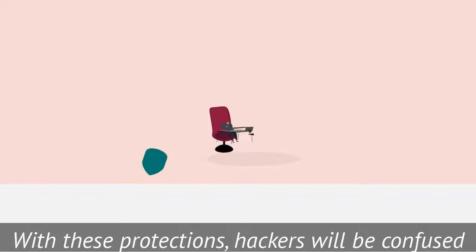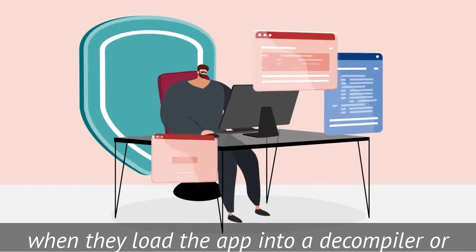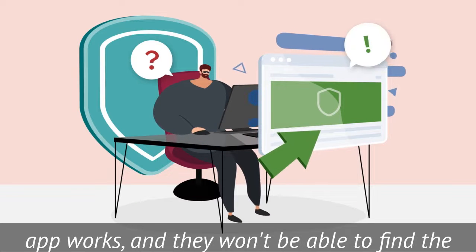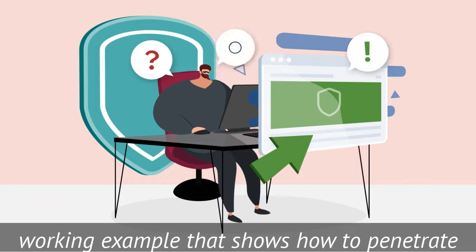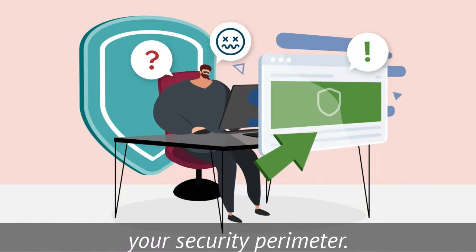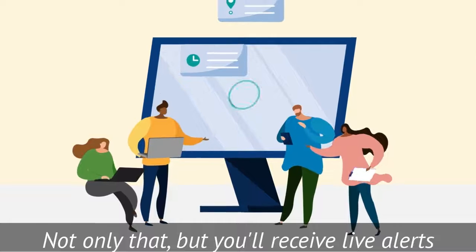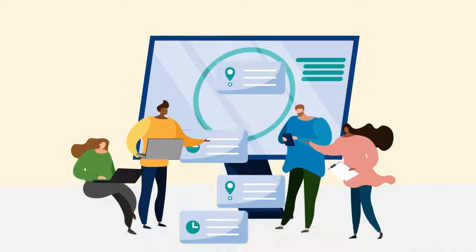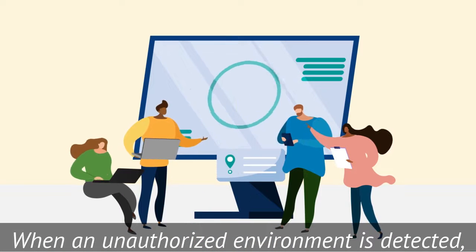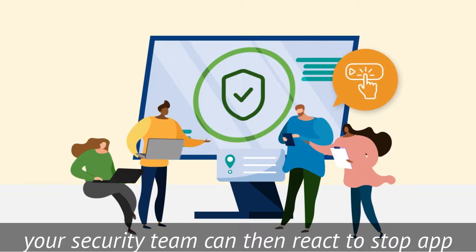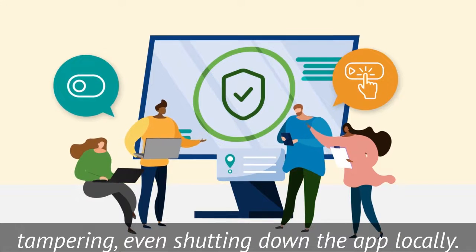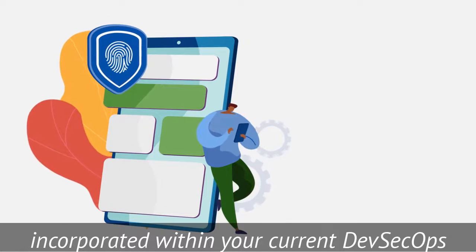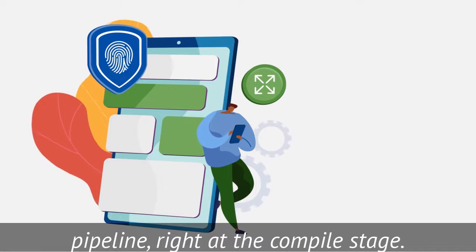With these protections, hackers will be confused when they load the app into a decompiler or other tampering tool. It'll be harder for them to understand how the app works, and they won't be able to find the working example that shows how to penetrate your security perimeter. Not only that, but you'll receive live alerts anytime your product is being run in a compromised environment. When an unauthorized environment is detected, your security team can then react to stop app tampering, even shutting down the app locally.